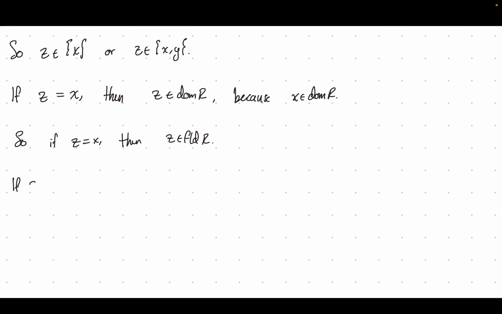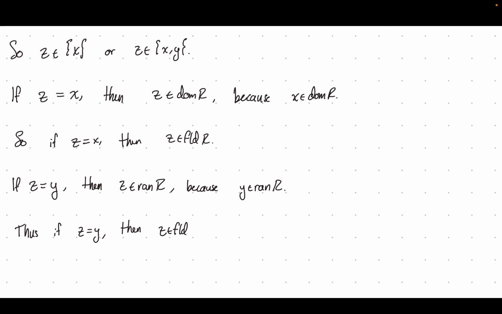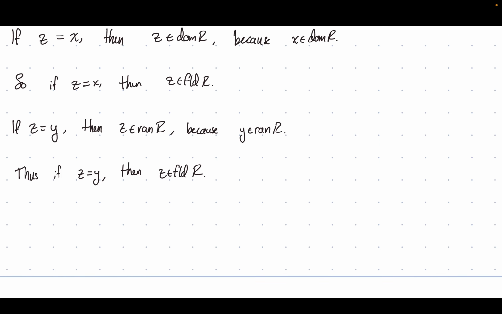Okay, now if z is equal to y, then z is in the range of R, because y is in the range of R. Thus, if z is equal to y, then z is in the field of R. And then if z equals x equals y, then both cases apply.